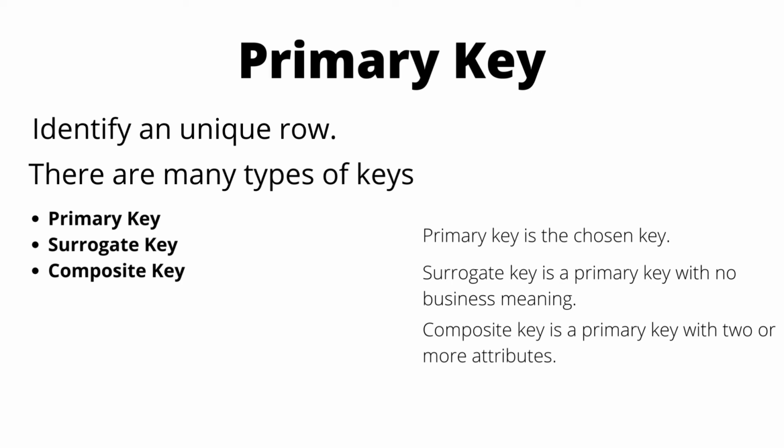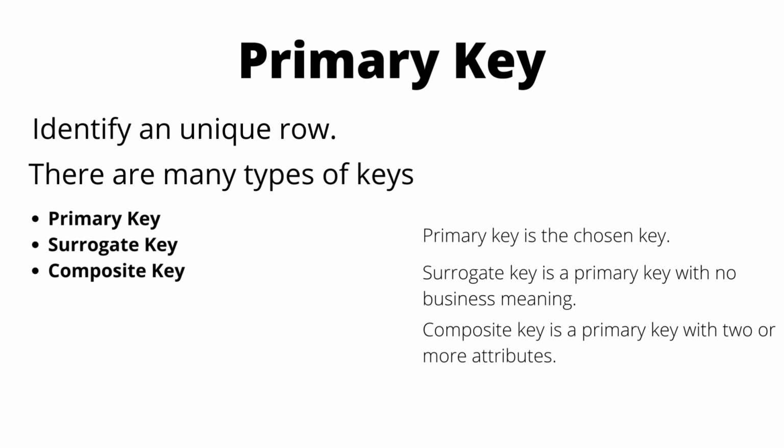So primary key, let's first understand what that is. Primary key is pretty much the chosen key. As long as it makes that record unique, it's great. It can be used as a primary key. Now, a surrogate key is a primary key with no business meaning.